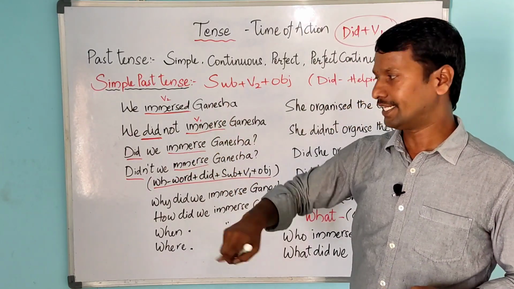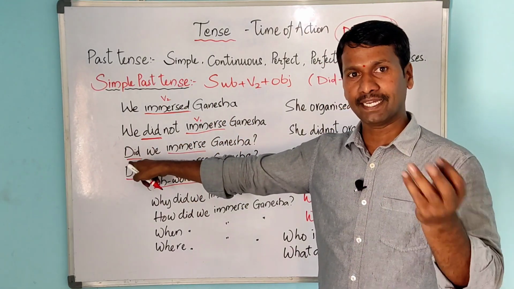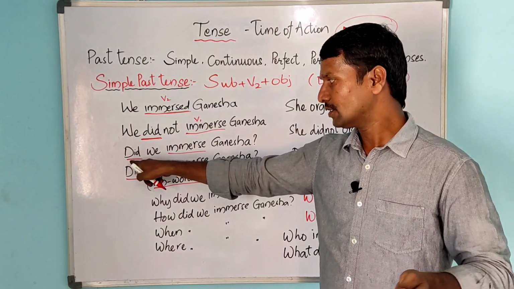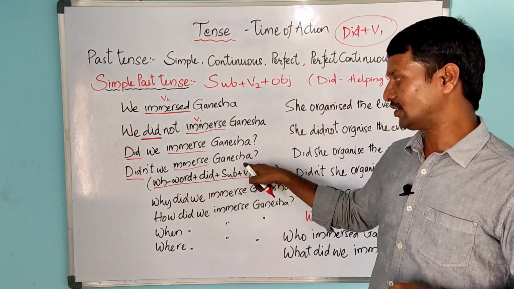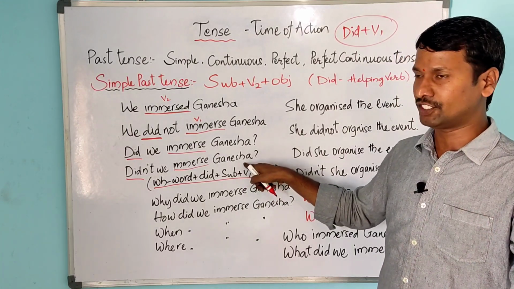When you make a question, did should be at the beginning of the sentence. It is one of the question words. So, did we immerse Ganesha? Didn't we immerse Ganesha? We can also say, did we not immerse Ganesha?